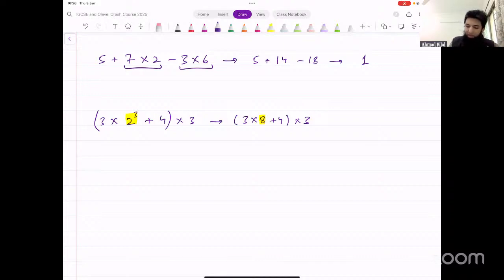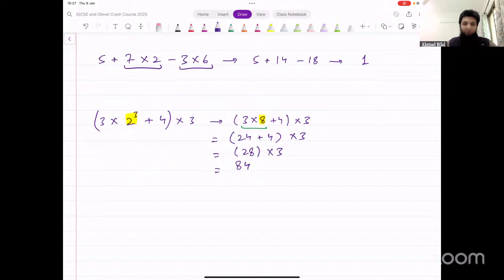And now inside the brackets, we've got multiplication, so we have to do multiplication next. 3 times 8, what does that give us? 24. 24 plus 4 multiplied by 3. Again, inside the brackets, we've got 28. Once the bracket is evaluated fully, now we can do this outside multiplication. 28 times 3, what's that? That's 56 plus 28, which is going to be 84. This is the result that we get from this.